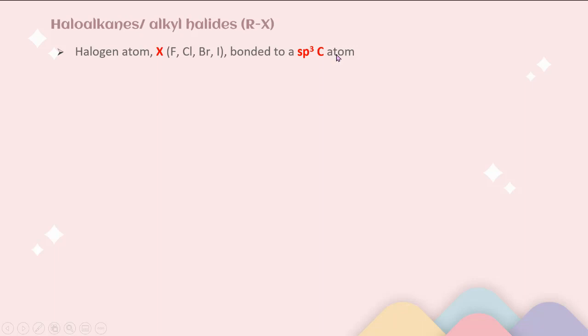4 sigma bonds. Alright, so a haloalkane or alkyl halide can be represented using this symbol, in which this is your alkyl group and X is your halogen. And then we are able to draw this delta negative on top of this halogen because the halogen is more electronegative. The carbon bearing this halogen group will be delta positive. Alright, we say this carbon is our electrophilic carbon.